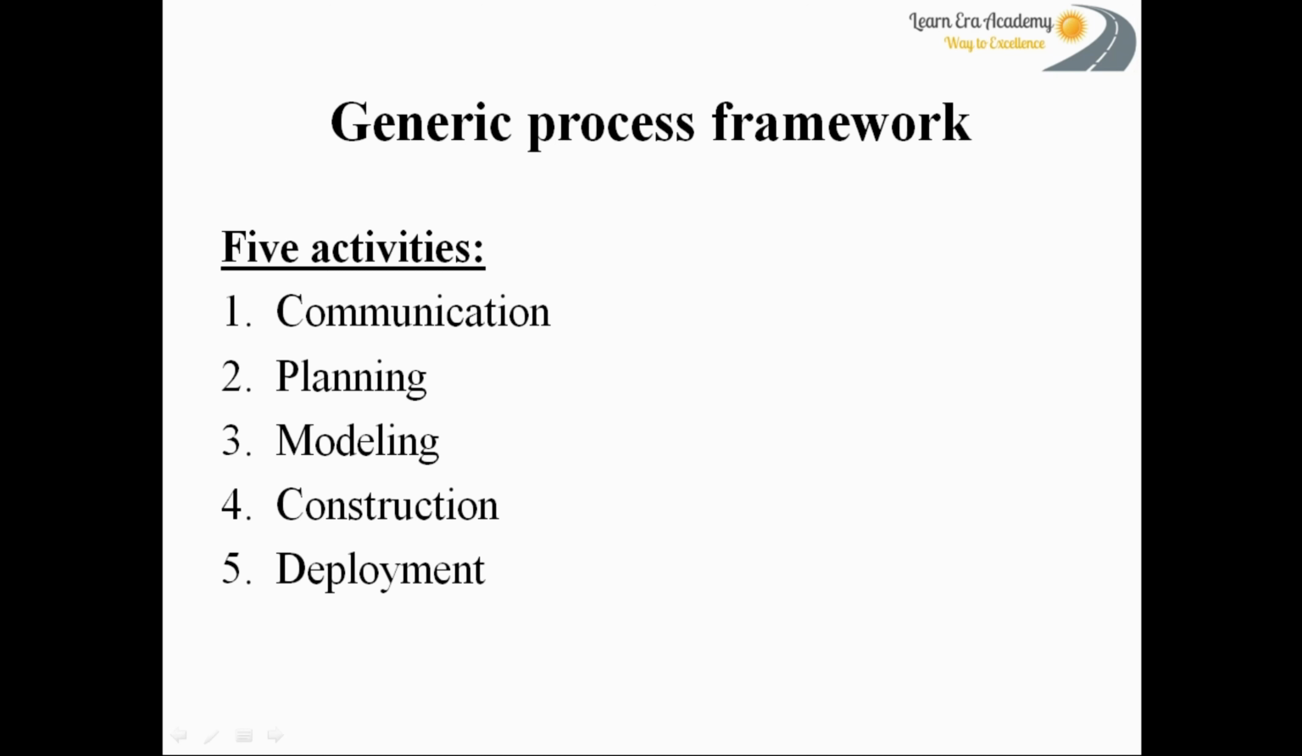First one is communication. Before any technical work starts, it's important to communicate with the customer and other stakeholders. Here, the objective is to gather requirements that help to define software features and functions. The second activity is planning. Actually, a software project is a complicated journey, and the planning activity helps the team with a map called software project plan. It addresses technical tasks, resources, work products, and work schedule.